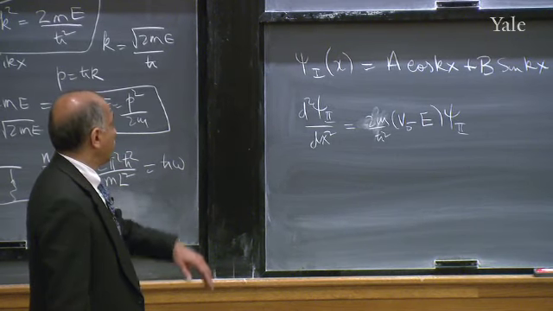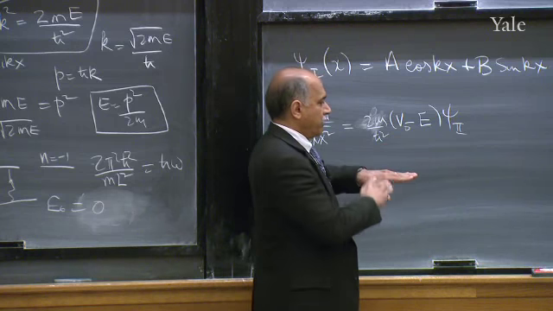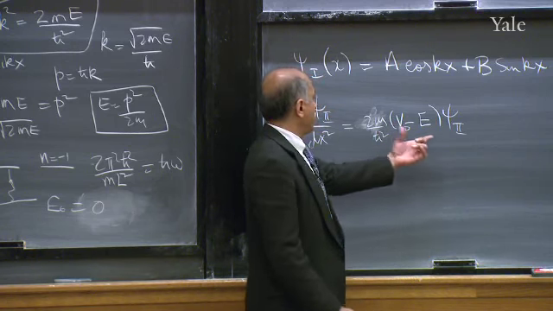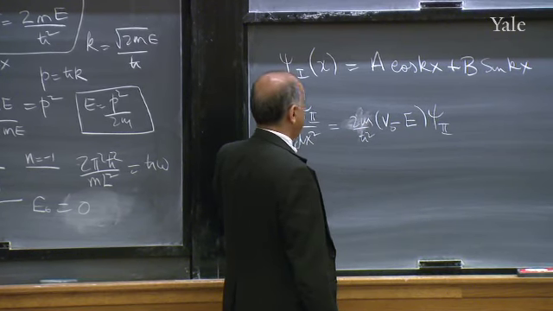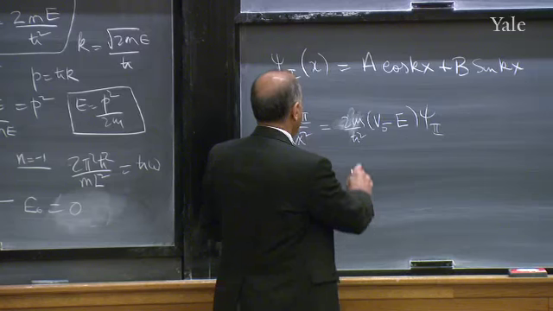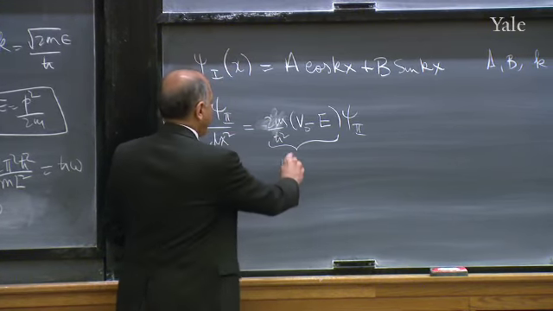I just put it on the other side now. Now this is all a constant. That's why we picked the potential, which is piecewise constant. So it's some constant. And you're asking yourself, what psi has the property that when I take two derivatives, it looks like this number times psi. So let me call this whole combination kappa squared.